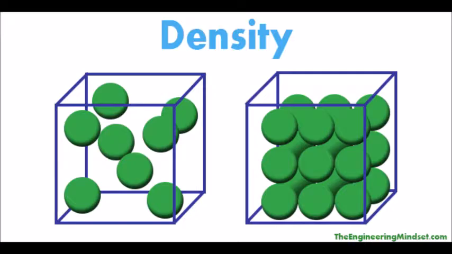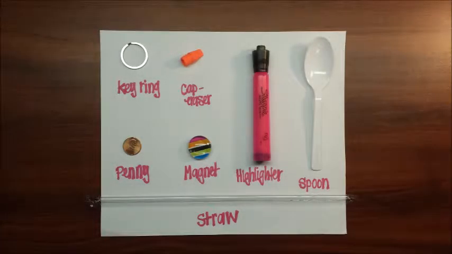An object will float if it is less dense, like the picture on the left, than the liquid it is placed in. An object will sink if it is more dense, like the picture on the right, than the substance it is placed in. Now let's explore density further by doing a classroom activity. Hope you enjoy! Here are the objects we will be testing.